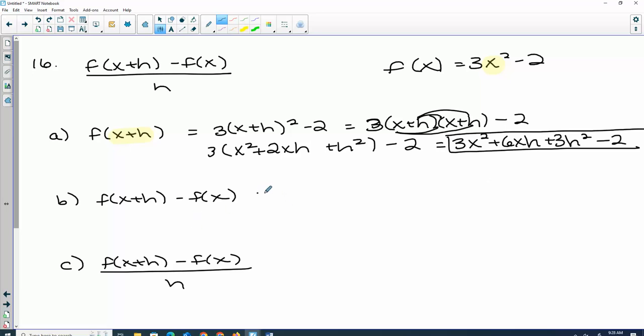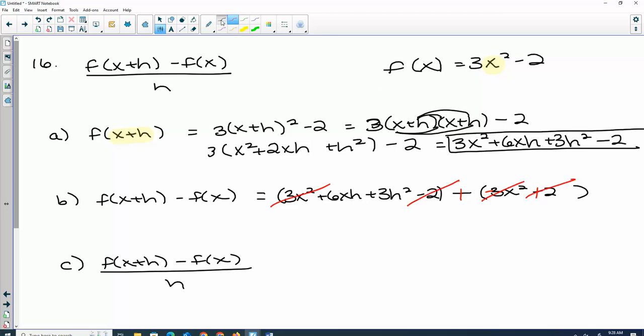So part B, it says f of x plus h. That's what we just found. So we carry down that answer. Minus, what is f of x? The original. So if we distribute our negative, positive 3x squared and negative 3x squared cancel, negative 2 and positive 2 cancel, and all we are left with is 6xh plus 3h squared.